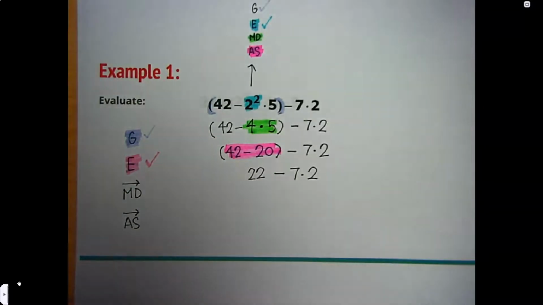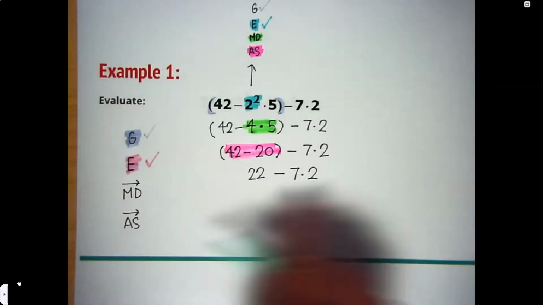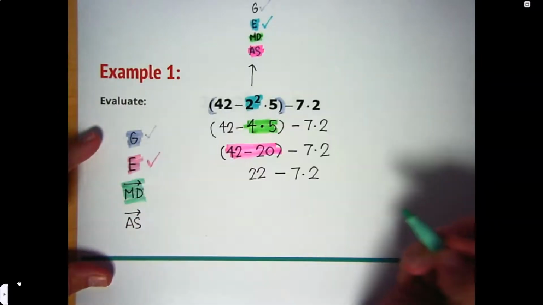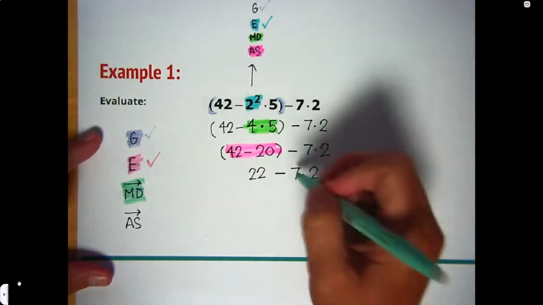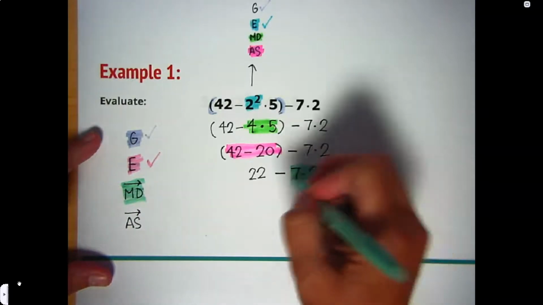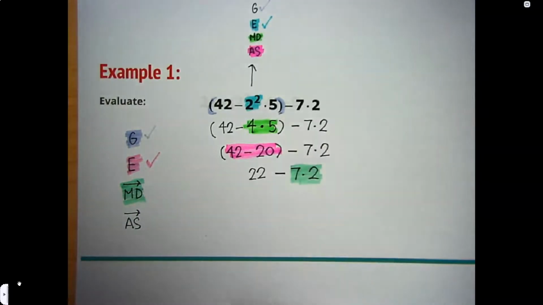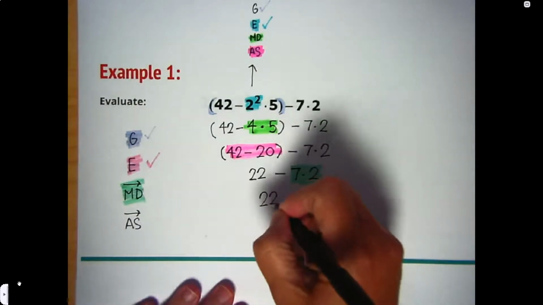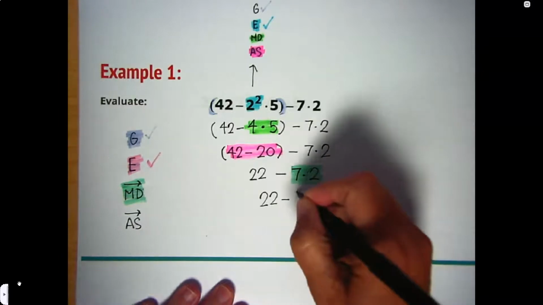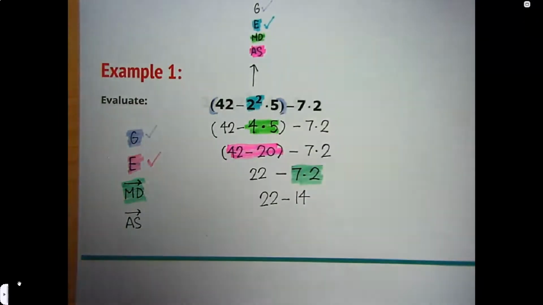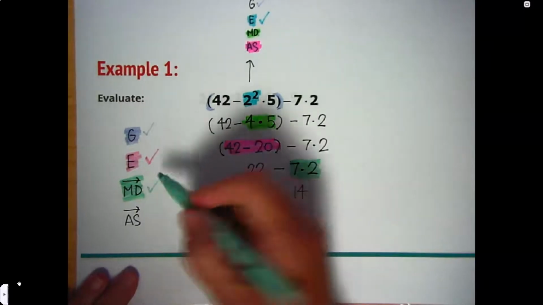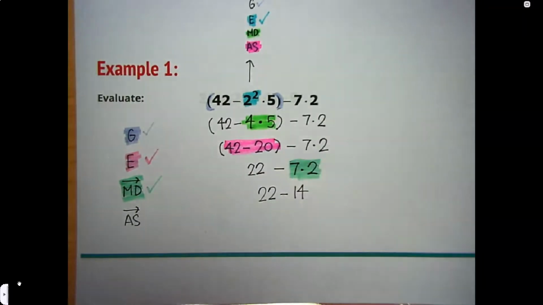All right. So now I'm looking at my problem for multiplying or dividing. And I see multiplying right here. So the next thing I'm going to do is the 7 times 2. So 22 minus 7 times 2 is 14. In my problem now, I don't see any more multiplying or dividing, so I can check that off.